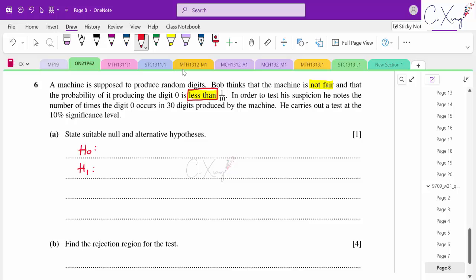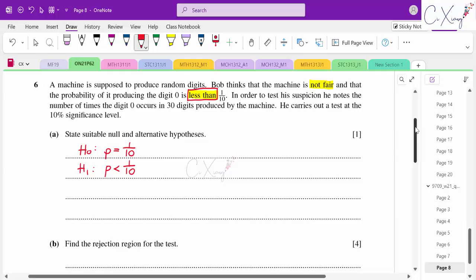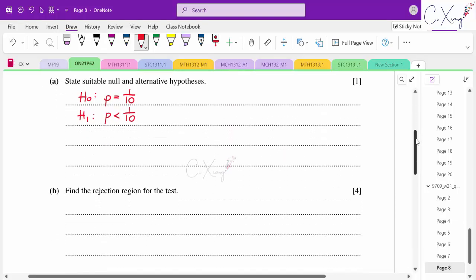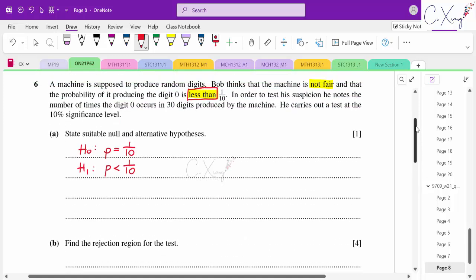We want to carry out the test on the proportion. Originally, we think that the proportion should be equal to 1 over 10, but Bob thinks that it should be less than 1 over 10. Therefore, the alternative hypothesis will be less than 1 over 10. So the keyword comes from the question, you can see the keyword less than. Alright, then now they want you to find the rejection region for the test.